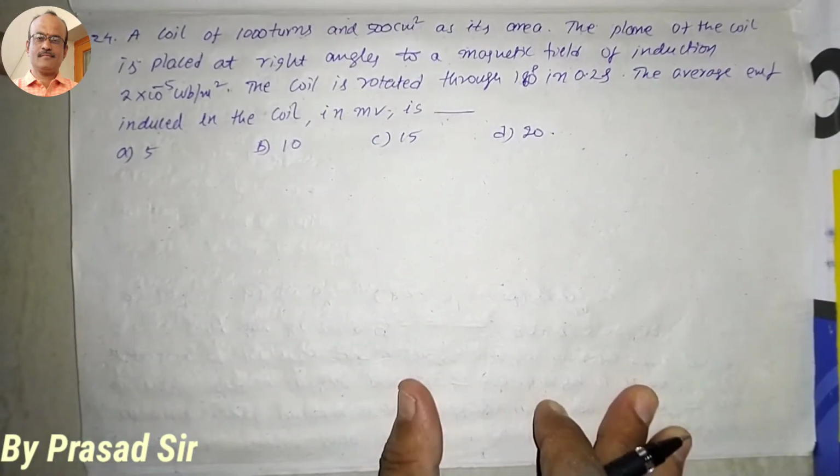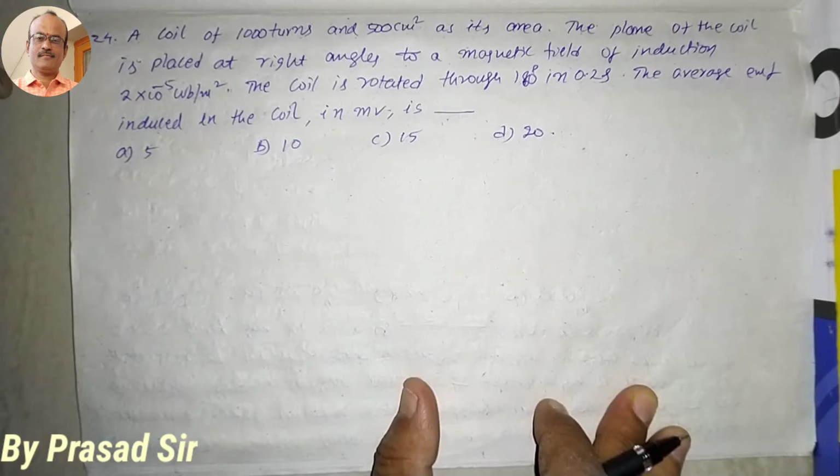Now the question number 24. A coil of 1000 turns and 500 cm² as its area. The plane of the coil is placed at right angles to the magnetic field of induction 2 × 10^-5 Weber per meter square. The coil is rotated through 180 degrees in 0.2 seconds. The average EMF induced in the coil in millivolts is how much?